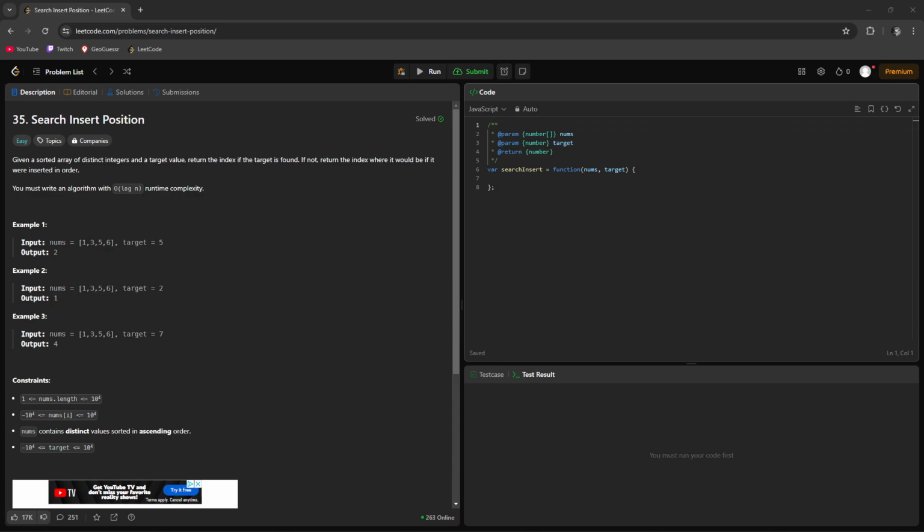LeetCode 35. Search Insert Position. Given a sorted array of distinct integers and a target value, return the index of the target if the target is found. If not, return the index where it would be if it were inserted in order. You must write an algorithm with O(log n) runtime complexity.